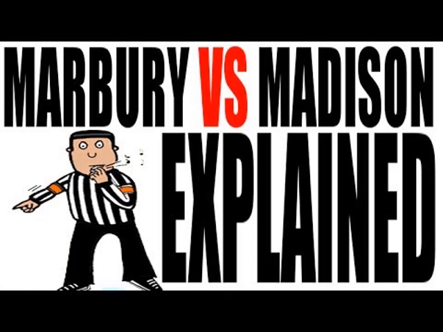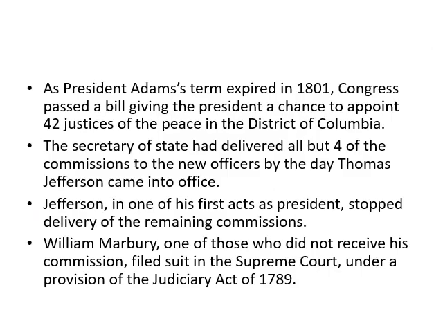What I'll do first is give just a quick overview of what was going on, and then we'll get to the issues of this. Okay, so pretty much what happened is the second president of the United States, President John Adams, his term expired in 1801. And so before his term expired, Congress passed a bill that gave the president a chance to appoint 42 justices of the peace in the District of Columbia, or D.C., Washington, D.C.